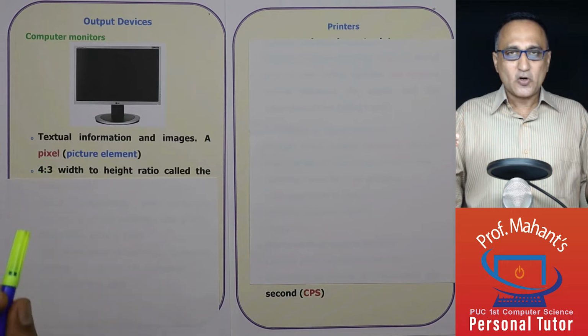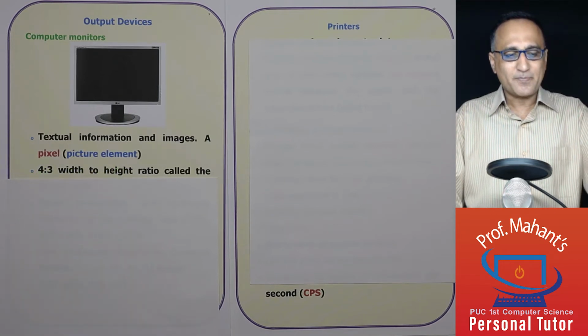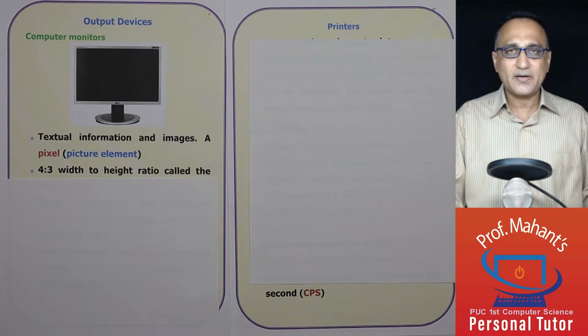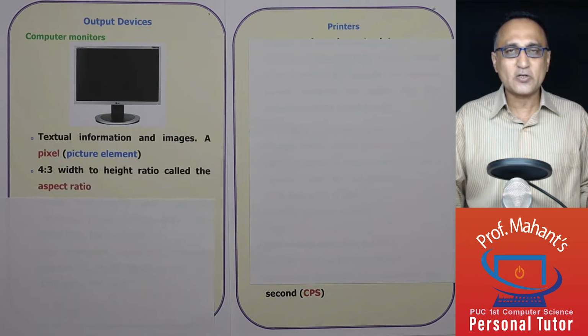An image or a character on a computer screen consists of a number of pixels or dots, also referred to as picture elements. So when you see a character A, it is not just a single character, it consists of a number of pixels or number of dots.